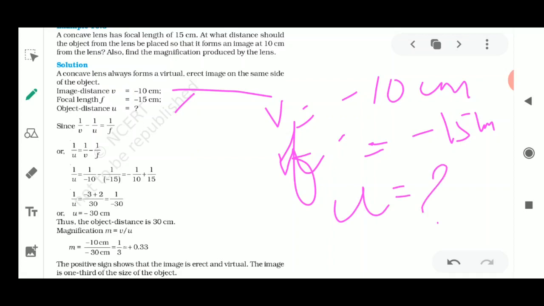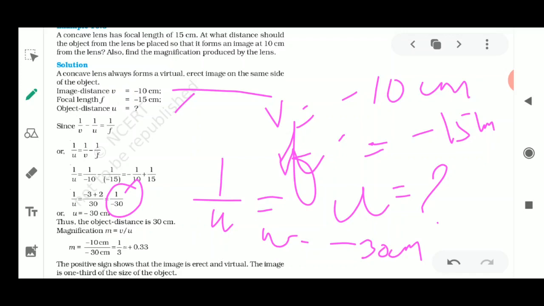For finding u, we use the lens formula, that is 1 by v minus 1 by u is equal to 1 by f. So we find 1 by u, and we get minus 1 upon 30. So u becomes minus 30 centimeters. This is how we get the object distance as 30 centimeters. Now what about magnification? You know that the formula for magnification is the image distance upon the object distance. So what was the object distance?